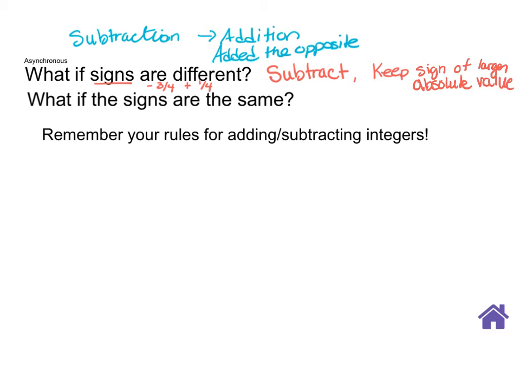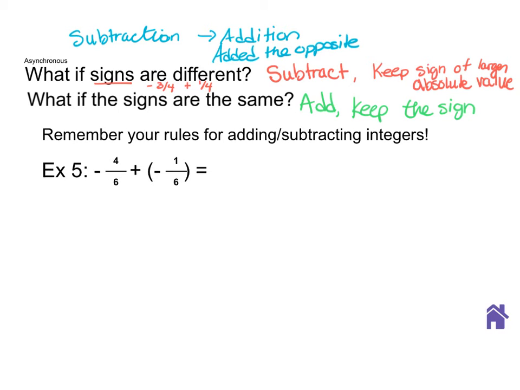Okay, so you look at it and say, okay, this number is furthest away from 0, so that's the sign I'm going to use. Okay, so what are the signs? What if the signs are the same? Well, that means that you're going to add and keep the sign you're working with. Okay, so let's go ahead and get into the examples.